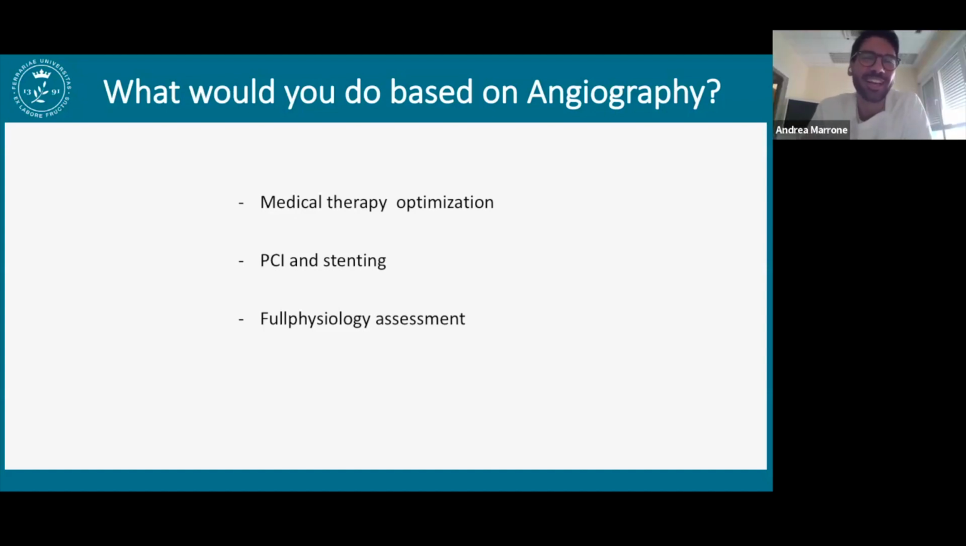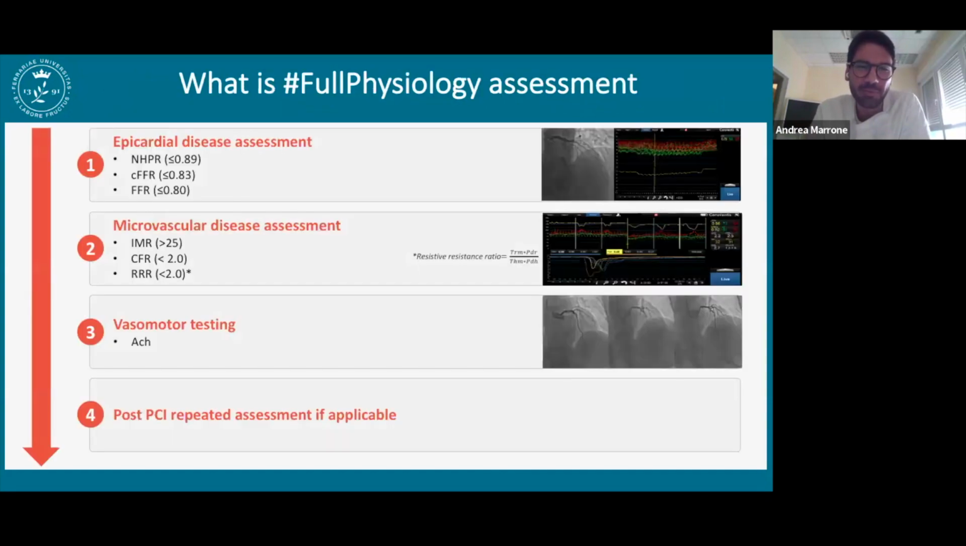Yes, Simone. Of course, we went for full physiology assessment of this intermediate lesion on the mid LAD. And so here is our approach for undergoing full physiology assessment. Of course, in these cases, we want to evaluate both epicardial vessels and microvascular, and both structural and functional disease.